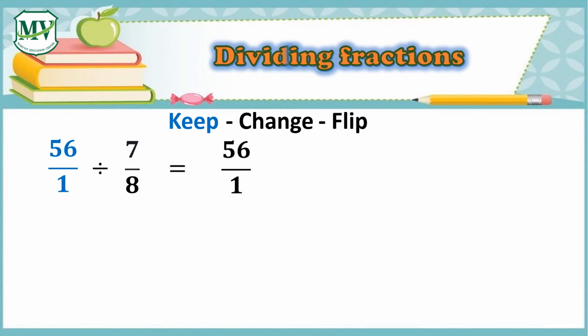Next is we need to change the division sign to multiplication sign. Next, we need to flip the second fraction to get the reciprocal. So we have 8 over 7. What do you think is the next step? That's correct.